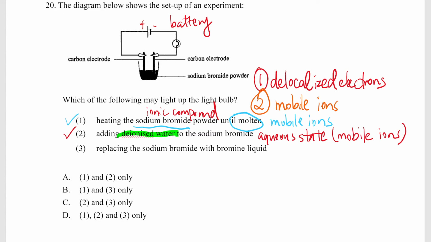There's mobile ions present. Now let's look at the last one, replacing the sodium bromide powder with bromine liquid. Now you may say, oh, it's liquid, but hey, be careful. It's bromine. Bromine, as we know, is a nonmetal, right? Nonmetals don't conduct electricity. They don't have any delocalized electrons or mobile ions. So of course, this is not true. So option 1 and 2, the answer should be A.